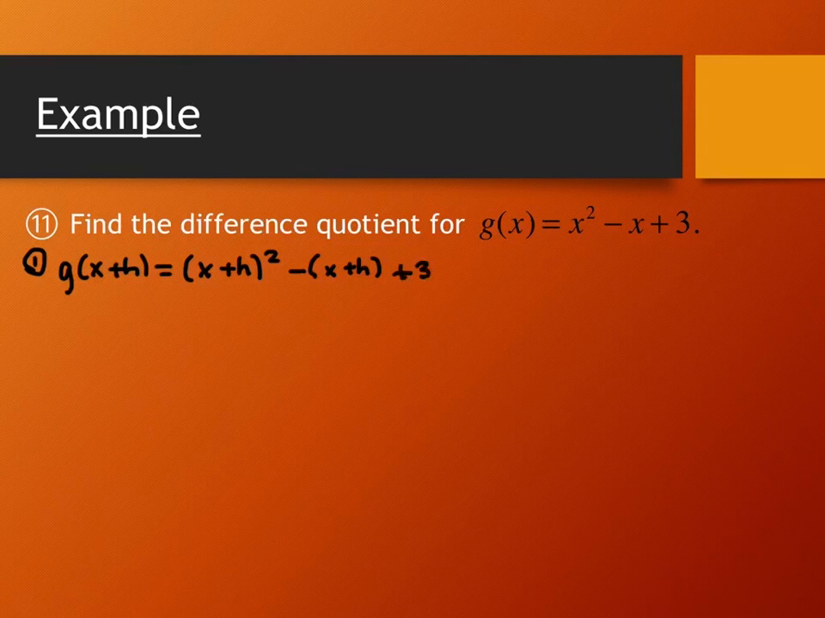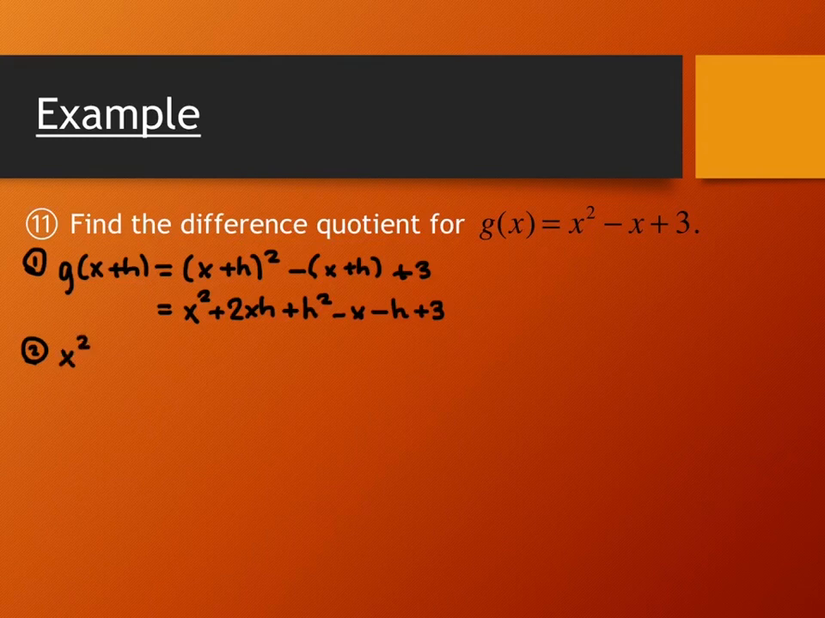Of course, we have to FOIL out that first x plus h, which is x squared plus 2xh plus h squared, and then minus x minus h plus 3. And unlike the last one, that's actually as simple as it can go. There's no further simplified steps. So step 2 would be to subtract the g of x equation.